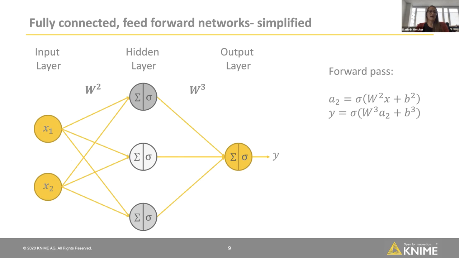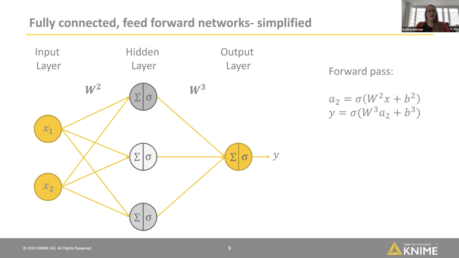That's why I want to show it here one more time to you in a slightly simplified version. Instead of having the weights on all our connections between the different neurons, I say we have just a matrix with all the weights, which I call W2 for the one we use to calculate the activations in the second layer, and W3 to calculate the activations in the third layer, or in our case, the output layer.